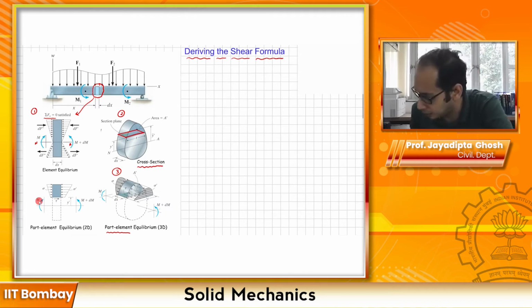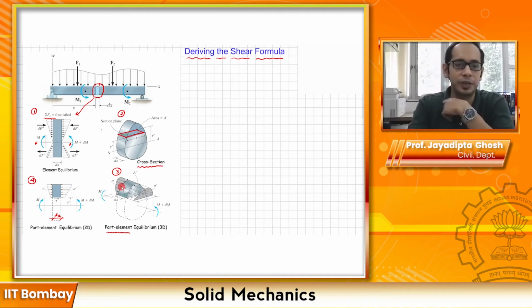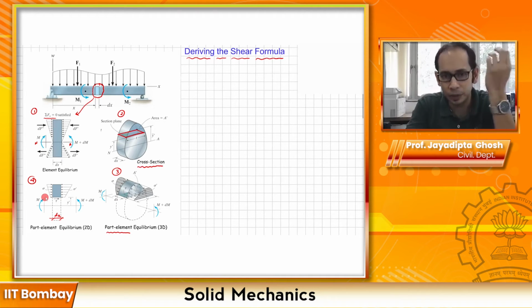So let's just mark that over here. This is again dx, right? And then on the left you have your sigma, and on the right you have your sigma prime. Okay, so now let's call this figure number 4. Either from figure 3 or figure 4, if you start to write the equilibrium equation, what do we get?